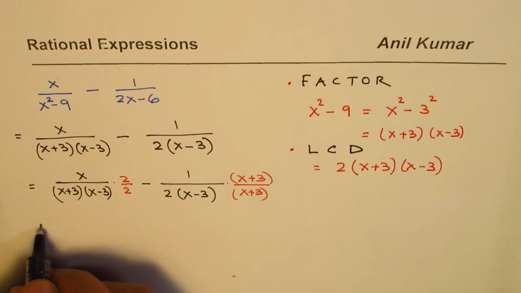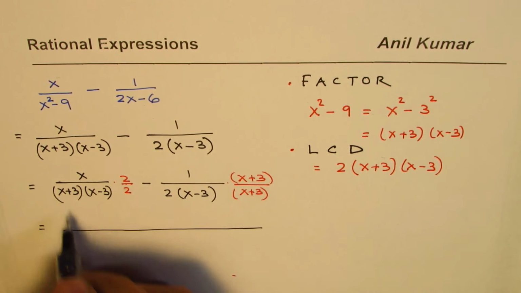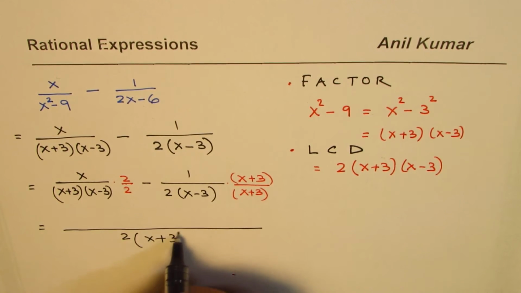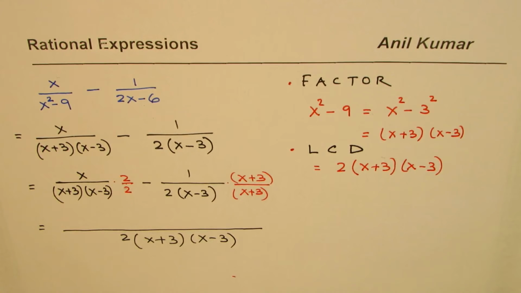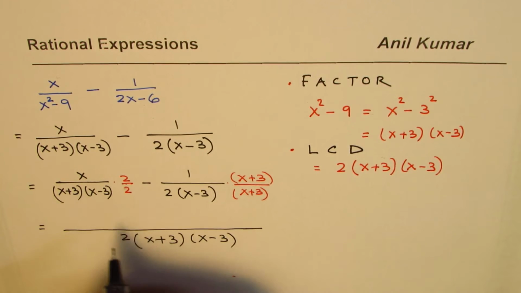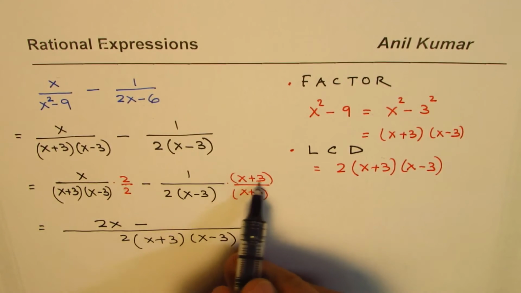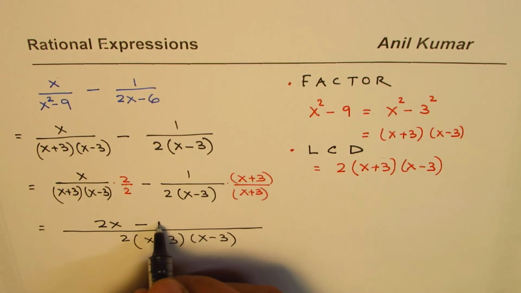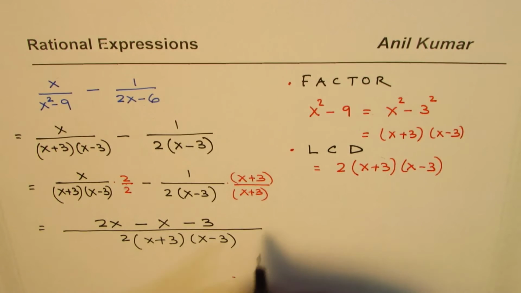Now you can see that both the denominators have common denominator, and this is indeed the lowest common denominator, right? So we can now write the common denominator with this line, and 2 times x plus 3 times x minus 3 becomes our lowest common denominator. Numerators is 2 times x here, right? So we have 2x minus 1 times x plus 3, that is minus. So it will be negative of these terms. So minus x minus 3. Do you get it? So that's what you get.